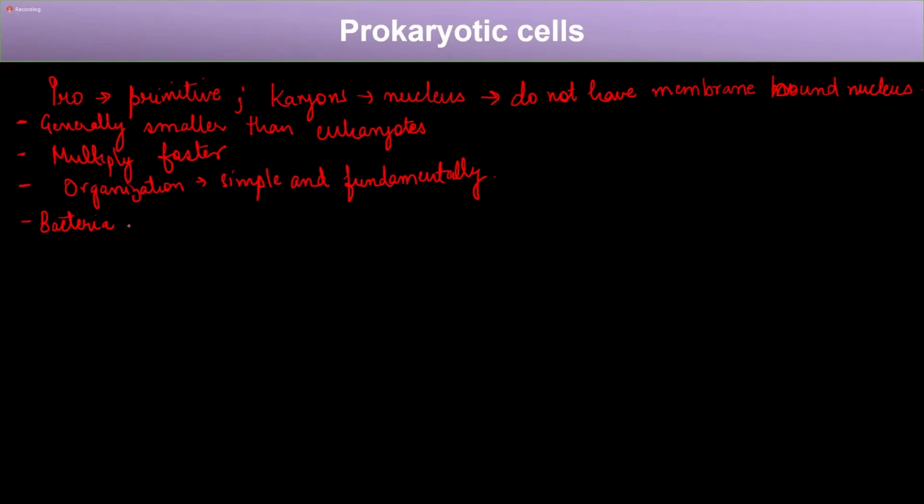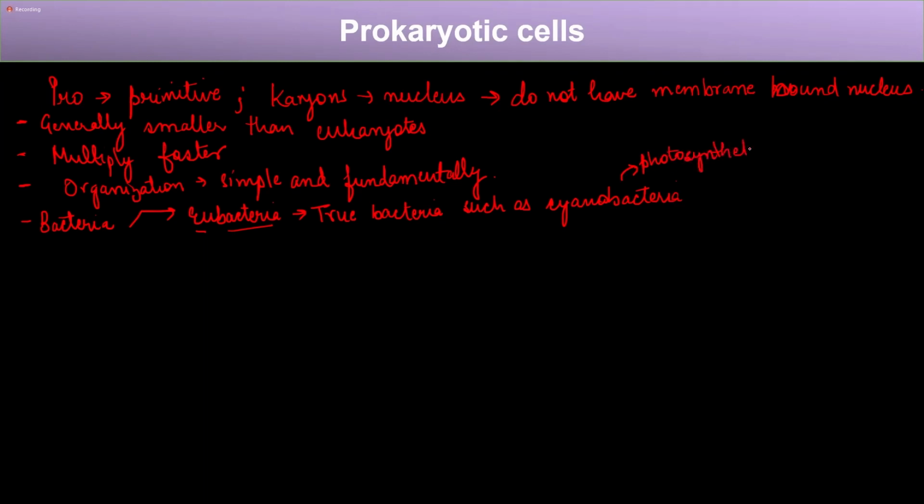Now, these bacteria can be of two types. The first is eubacteria. As the name suggests, it has two terms, eu and bacteria, and the term eu means true. So these are basically true bacteria, such as cyanobacteria. This is a class of bacteria also called photosynthetic bacteria, such as blue-green algae.